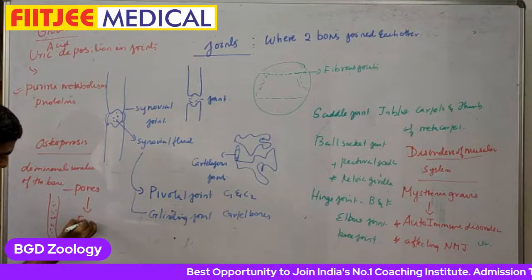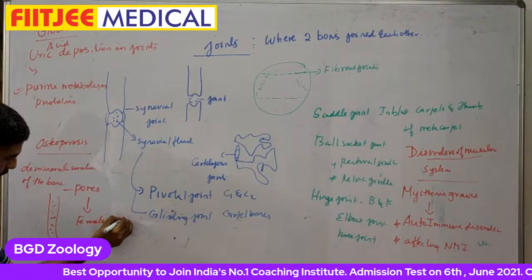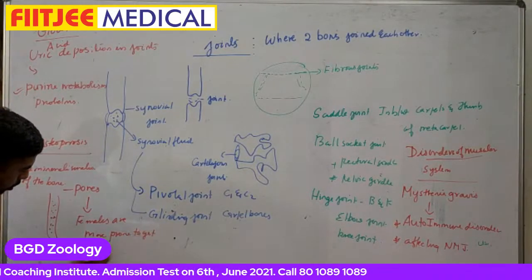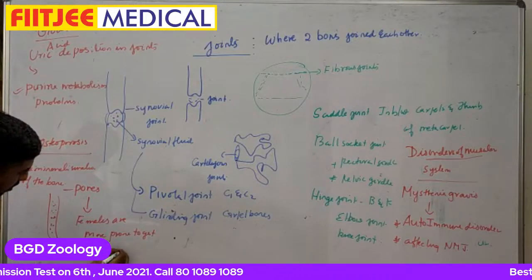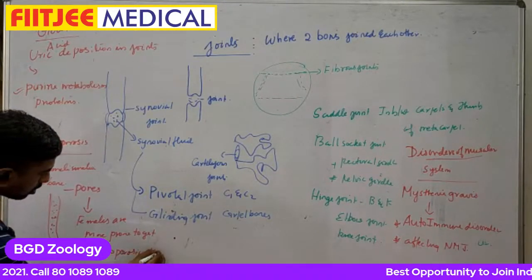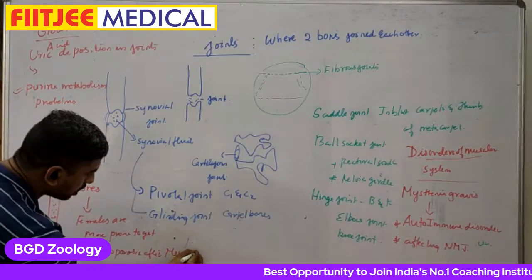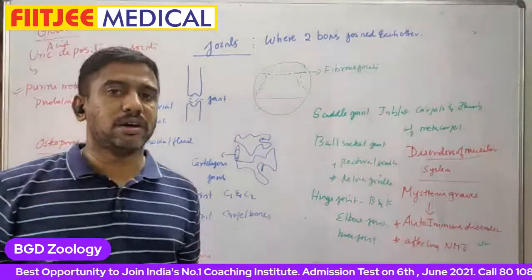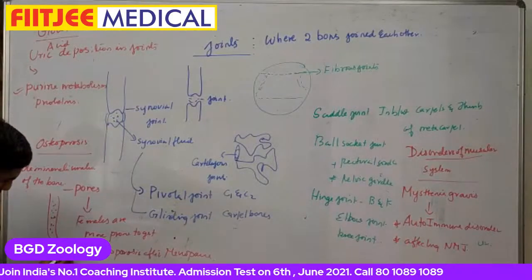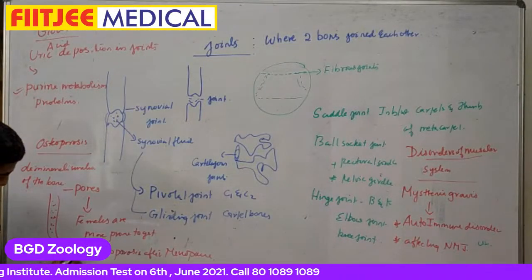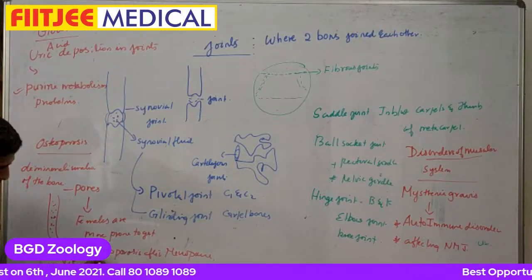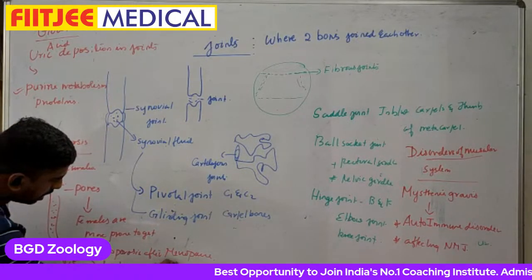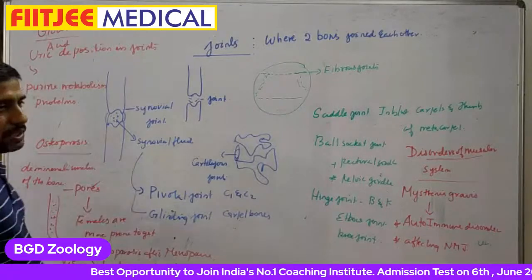Females are more prone to get osteoporosis after menopause. Clear? They are very prone after menopause because during the time of menopause, what will happen? Decreased estrogen. Decreased estrogen will decrease the calcium absorption. Clear? That's the reason the demineralization will happen and the pores will be created.